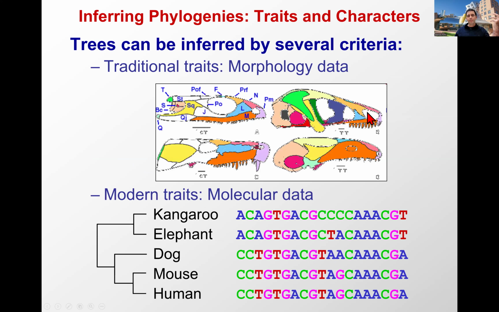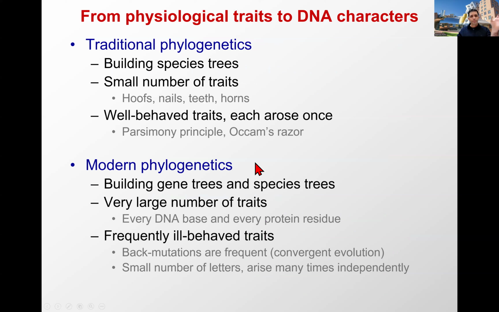So for example, you can assume that this particular bone here only evolved once. And therefore, every species that has it is a descendant of that same event where that bone was developed. Is everybody with me here? So this is traditional phylogenies, and our goal in traditional phylogenies was to build species trees. We had a small number of traits. These were hoofs and nails and teeth and horns, and they were very well behaved. Every single event arose once.